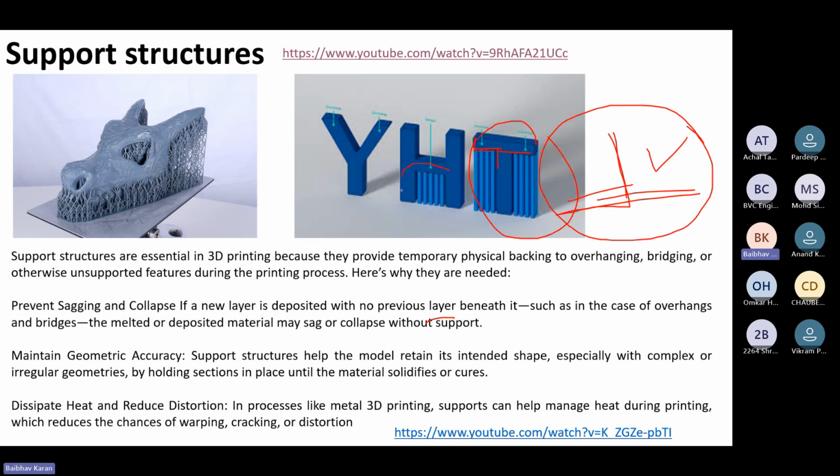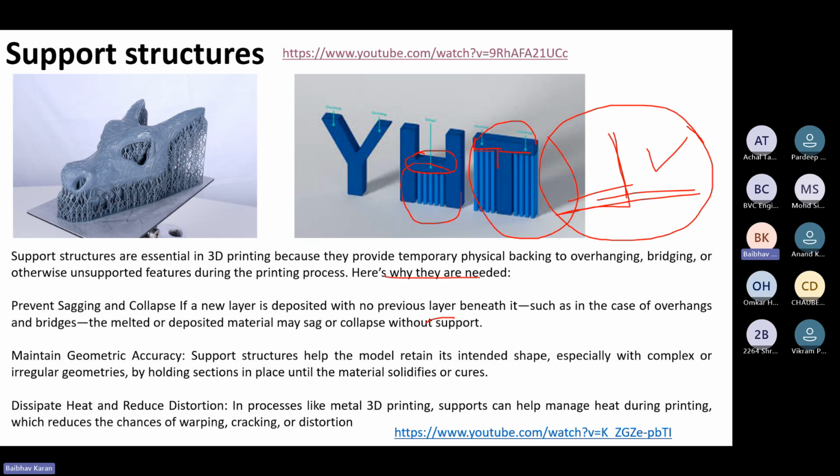But what about H? What will you do with that? Can you avoid using support structure in that? No, right? We have to use support structures for this overhang structure. Then you'd say, okay, why can't we print directly? Why will we need support structures?